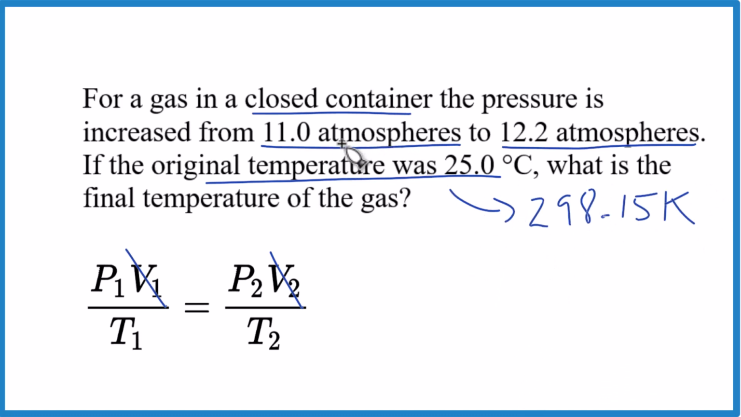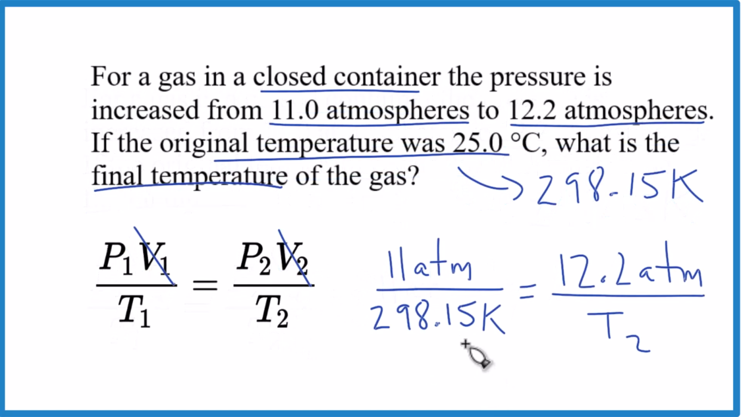So now we have our P1, P2, we have our T1, and we're trying to find that final temperature, T2. Let's plug the numbers in. So before we do the math, let's predict what might happen. We've increased the pressure. So if you increase the pressure, what might happen to the temperature? Let's try to visualize that.